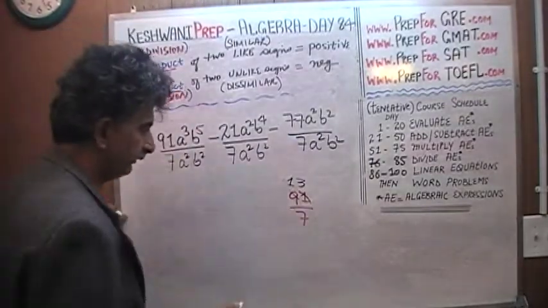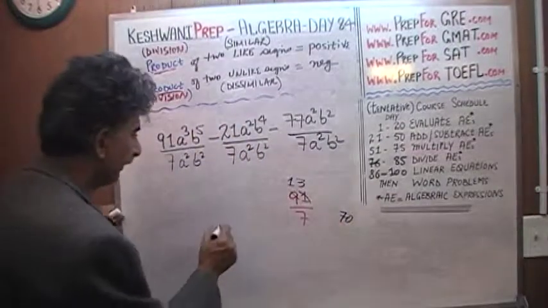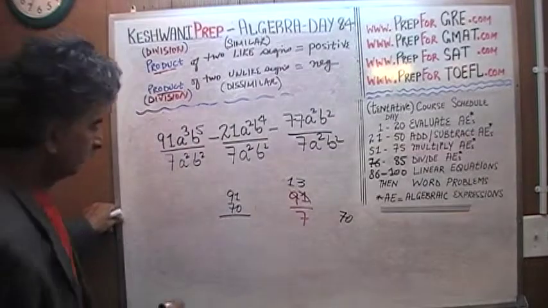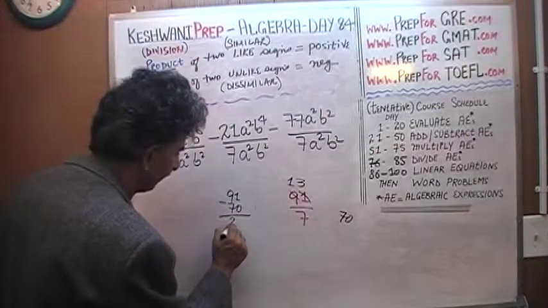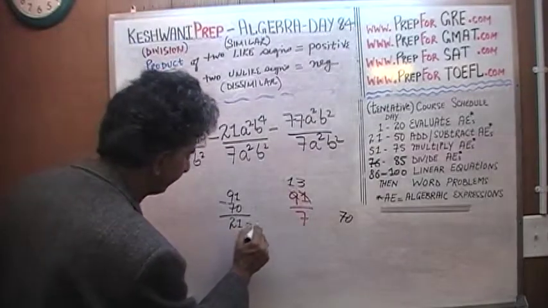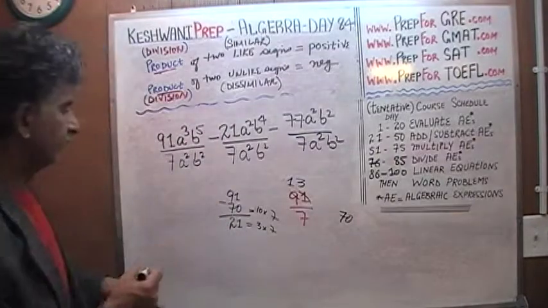Another way to figure it out is that we know that there are 10 7's in 70. If you take away 70 from 91, we are left with 21, and that represents 3 7's. So this is 3 7's and this is 10 7's. So there are 13 7's.